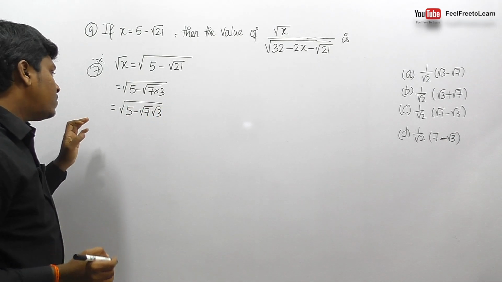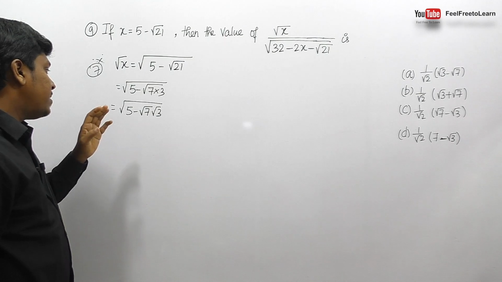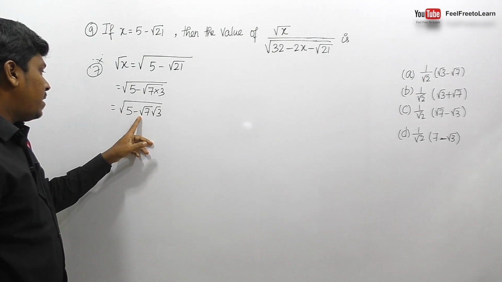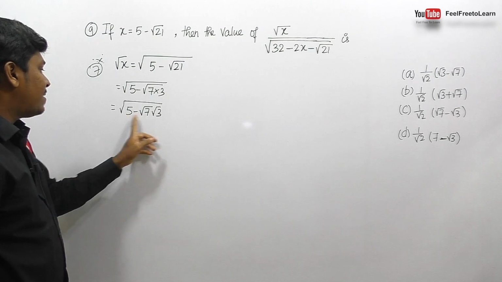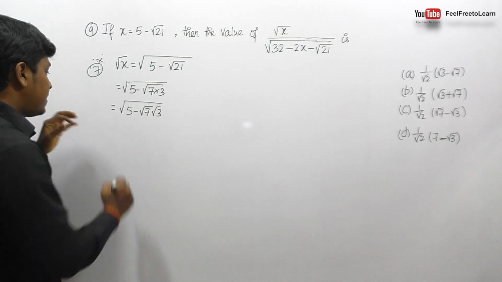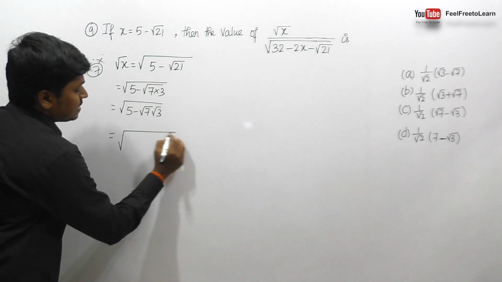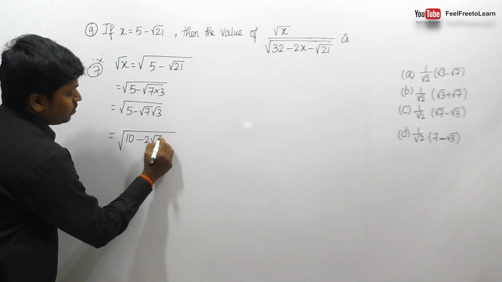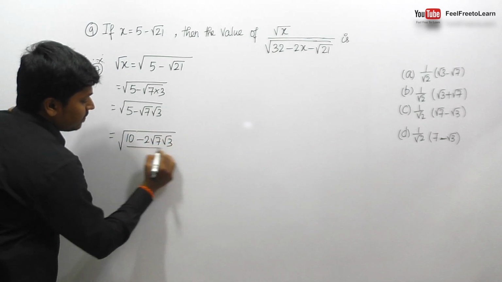But our target is to bring this expression in terms of (a plus b) the whole square or (a minus b) the whole square. So if I need to bring 2 here, this 5 should be written as 7 plus 3, that is 10. Friends, listen carefully. I'm going to write this 5 as 10, so here it is minus 2 root 7 root 3 divided by 2.